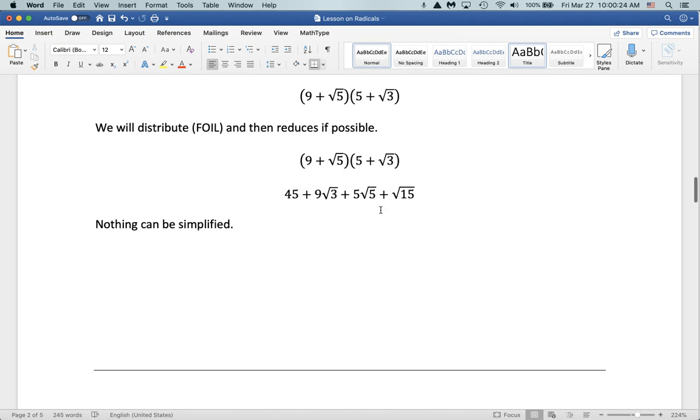Now we get to this point, and we see if we can add like terms, or maybe we can reduce some of these radicals, but nothing simplifies. We can't take the square root of the 3, we can't take the square root of the 5. 15 is only a 3 and a 5, neither of which has a square root, and none of them are like terms. So we just leave our answer like that. That is our solution.